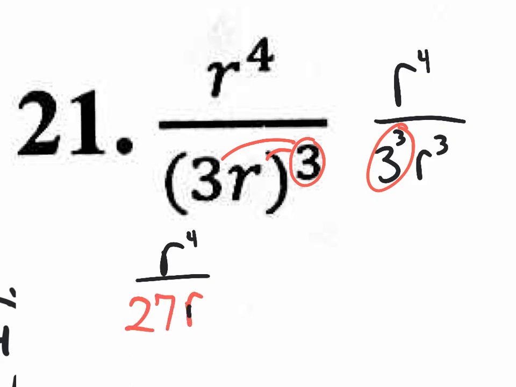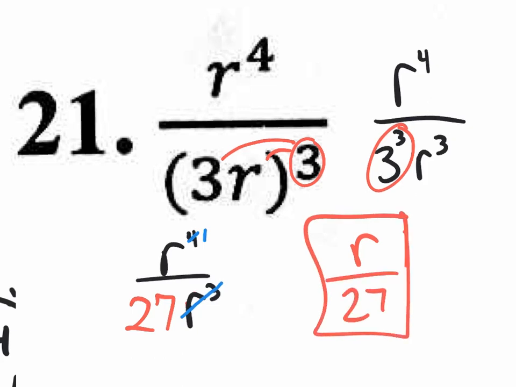Let me do that one in black. R to the 3rd in black. And of course, we could cancel out the r's on the bottom and on the top. So there's 3 r's on the bottom that cancel out with 3, so you only end up with 1 r up on top. R over 27. So the answer is r over 27. Great problem to put on a test.